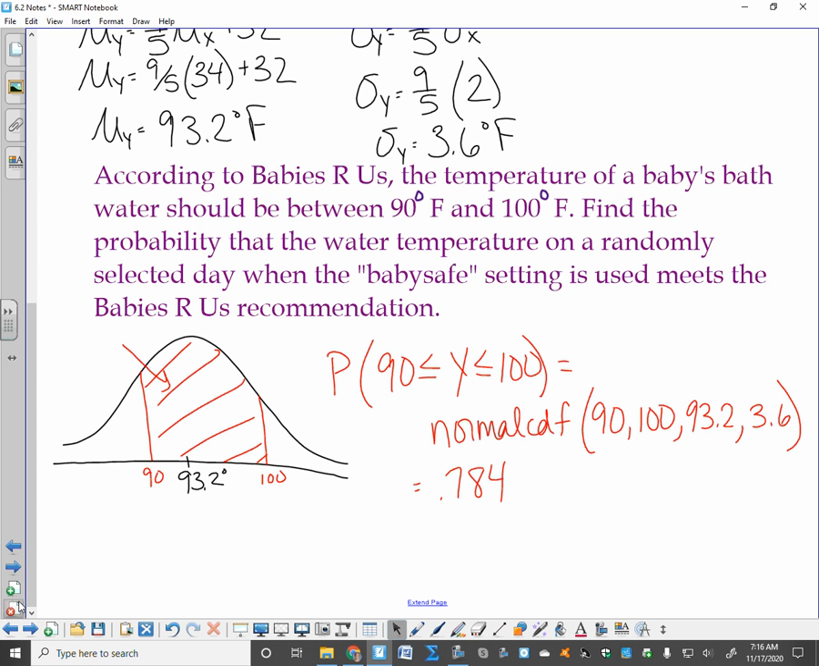So here's my sentence, which I would write. There is a 78.4% chance that the water temperature meets the recommendation on a randomly selected day. And really, when I write that sentence, I'm just going back and restating the question, what they're telling me to find.